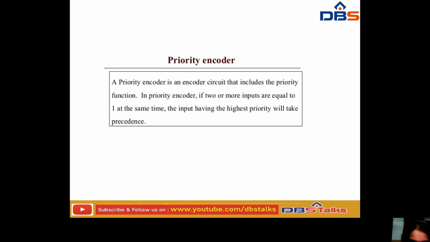So in a priority encoder, if two or more inputs are equal to 1 at the same time, how can we give the priority? In that case, the input having the highest priority will take the precedence. Okay, understand? So if two inputs are equal to 1, then the input having the highest priority will take the precedence.